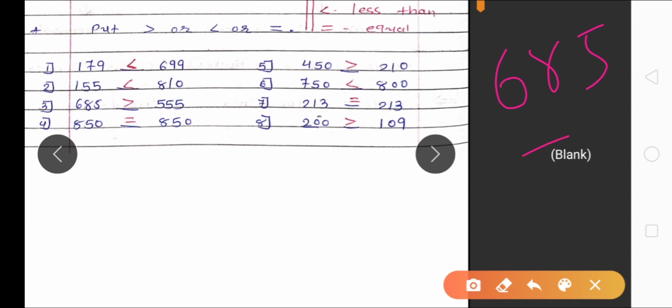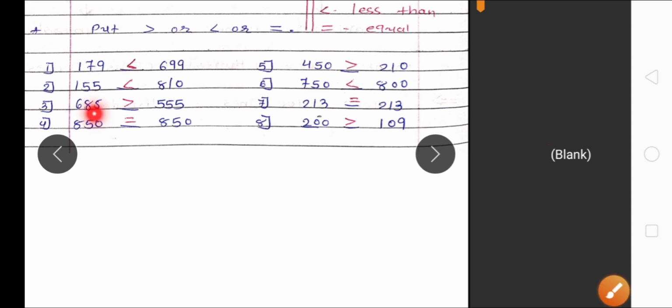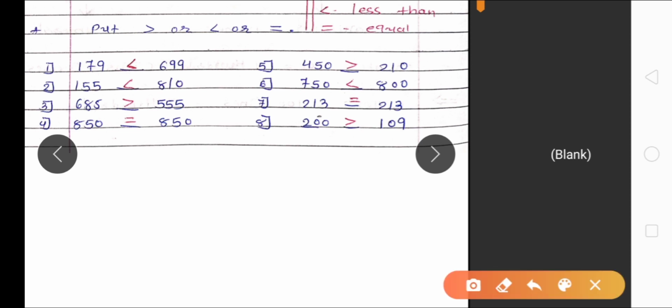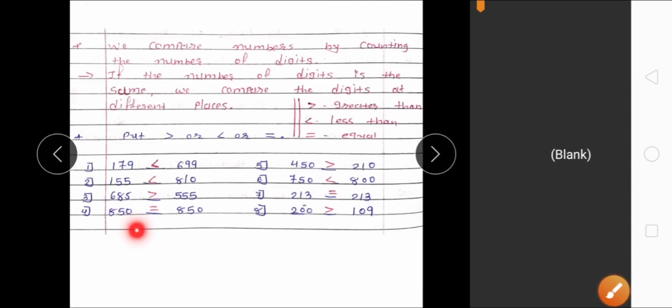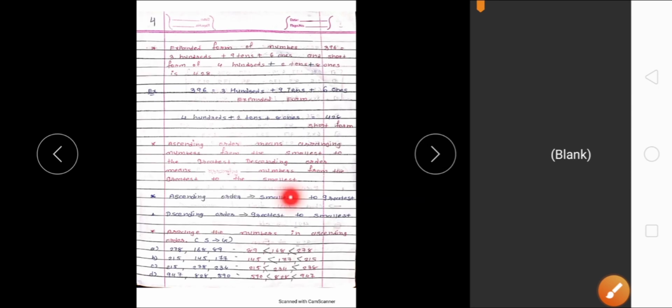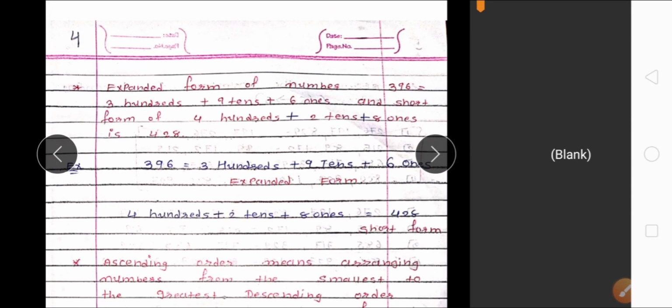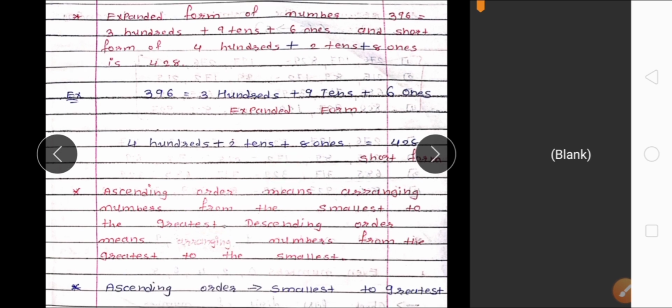Now third, 685 and 555. In 685, 6 is in the hundreds place. In 555, 5 is in the hundreds place. Now you can see 6 is greater than 5. So the answer is 685 is greater than 555. Now next, 850 and 850. Both the numbers are the same. So 850 is equal to 850. Now next, expanded form and short form I already explained in the previous video.